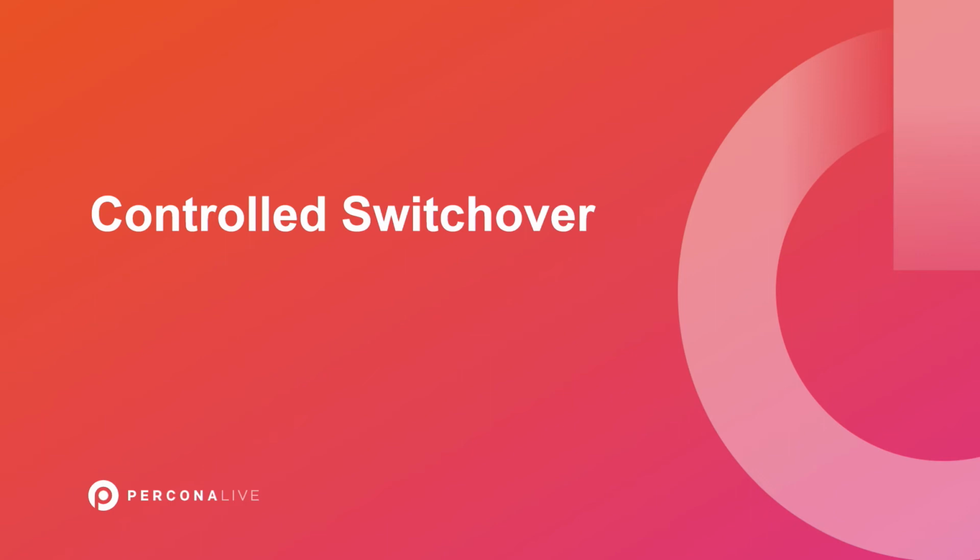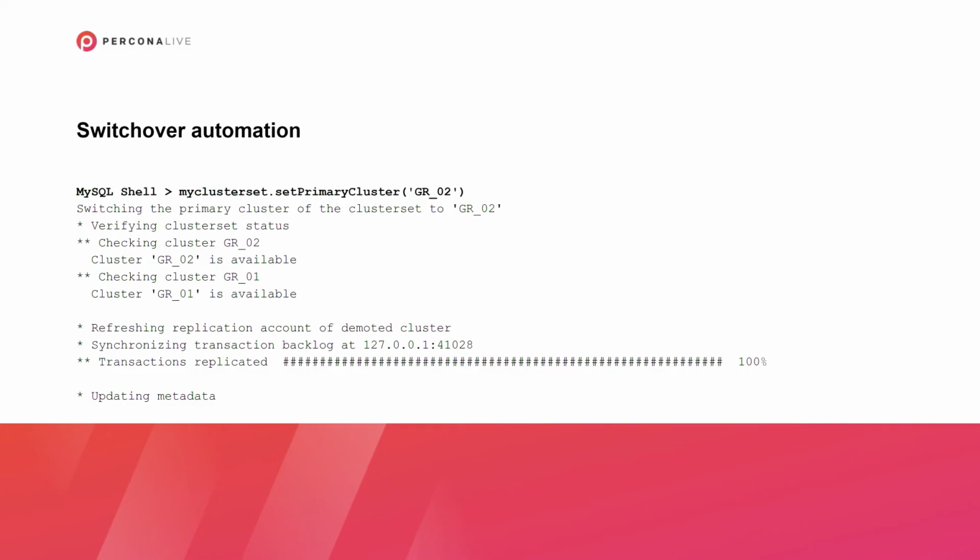And the switchover is really simple as well. It's one command, set primary cluster, and you choose which cluster you want to become the new primary. When all nodes are up and running, it will check the status of every cluster, and will do all it needs, changing the replication source from one to another.